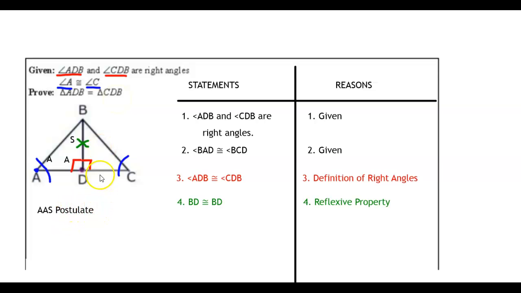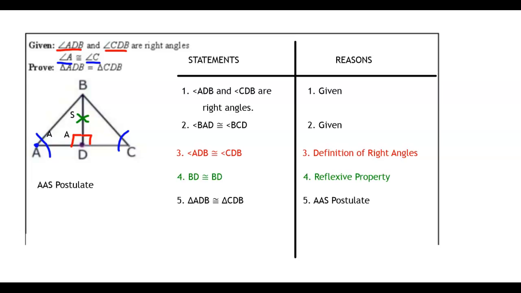And I don't have to worry about what I'm supposed to be doing. I don't have to think about what I'm supposed to figure out, because I already picked it before I even started writing the proof. It gives me a little peace of mind. There I go. The AAS postulate proves that triangle ADB is congruent to triangle CDB. Right, along to the next proof.